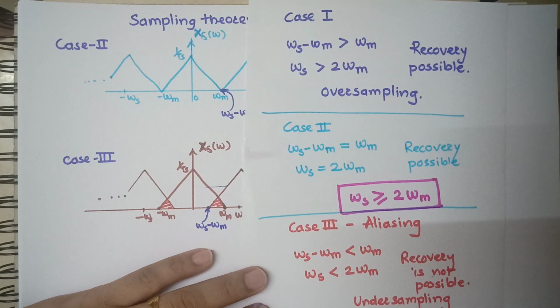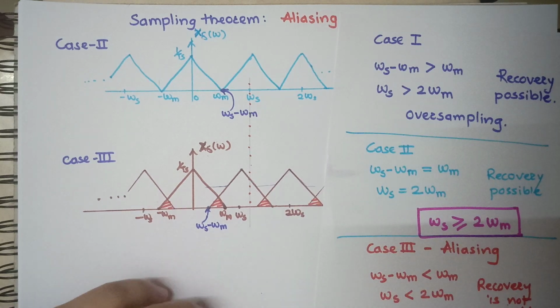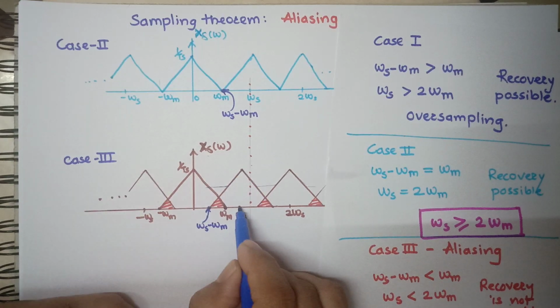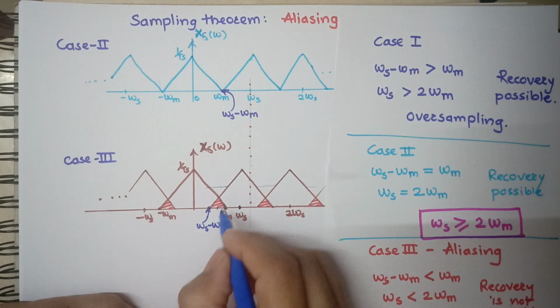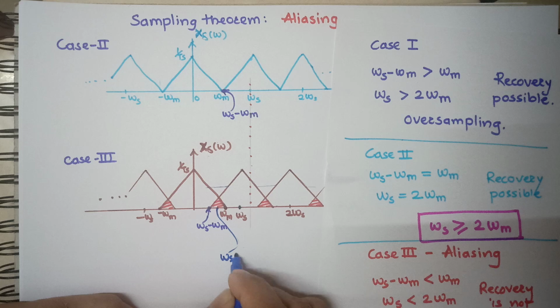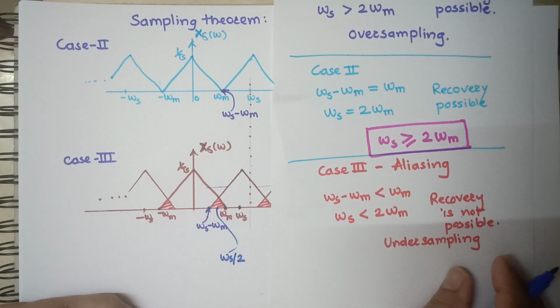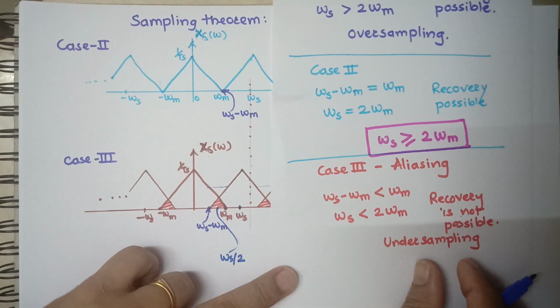So how to avoid this effect of aliasing? To avoid aliasing, suppose in this signal spectrum we have chosen this omega s value like this. The spectrum is folding at a point, the spectrum folding point, this point is omega s by 2. This is the spectral folding point. So you can use a low pass filter before signal sampling, which is called a low pass pre-alias filter.